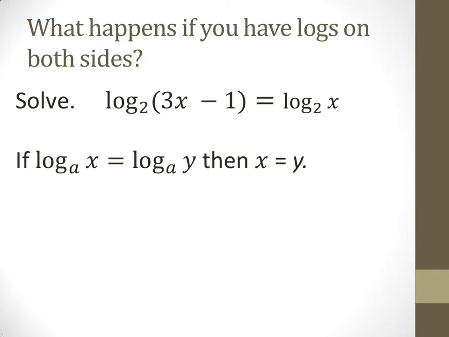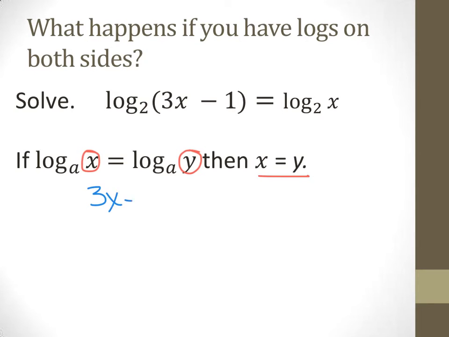Now, what happens when you have logarithms on both sides? As you can see, we have log base 2 on both sides and something inside each of those logarithms, and what we have is a property that says that if both of those logarithms have the same base, which they do for us, we have base 2, so a is 2, then you can take what's inside and set them equal to each other, so let's do that.